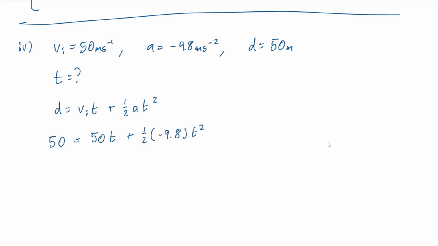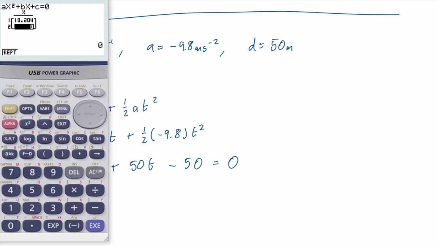Take everything to one side so it equals 0, and rearrange so it's t squared, then t, then the constant. We have negative 4.9 t squared, so it comes from that, plus 50t, and then taking away 50 is all equal to 0.